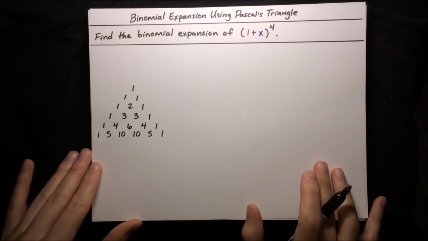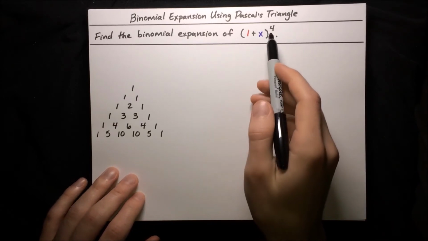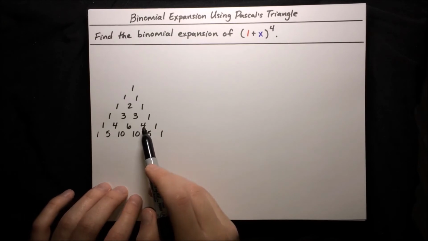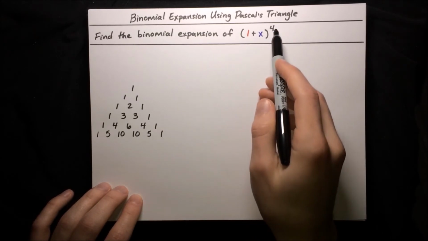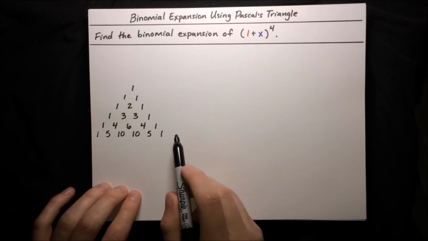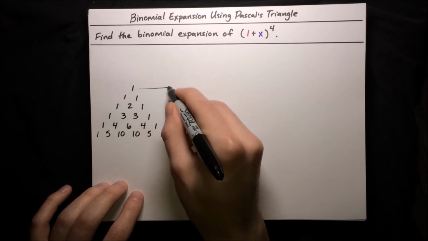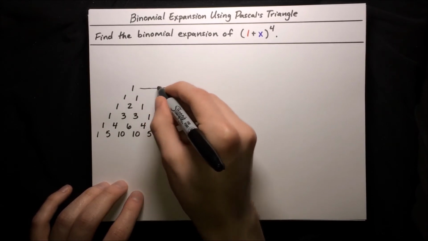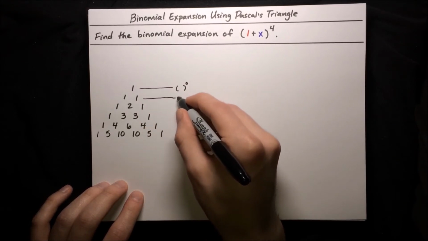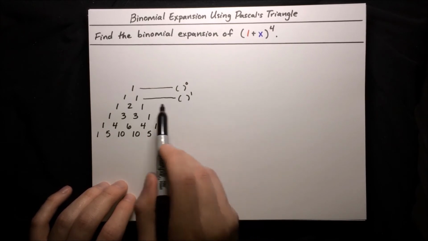Okay, so now here's an example. We want to find the binomial expansion of (1 + x) to the fourth. And let's do this the fast way using Pascal's triangle. So first of all, (1 + x) to the fourth. What row of Pascal's triangle does this correspond to? Well, the first row here is really like the 0th row. That corresponds to the power of 0. And then the second row corresponds to the power of 1. So you can really count the rows starting with 0.